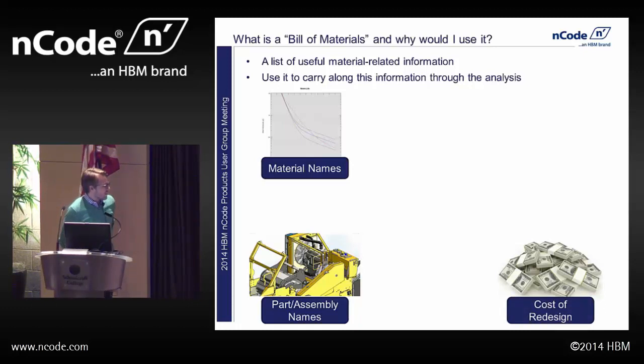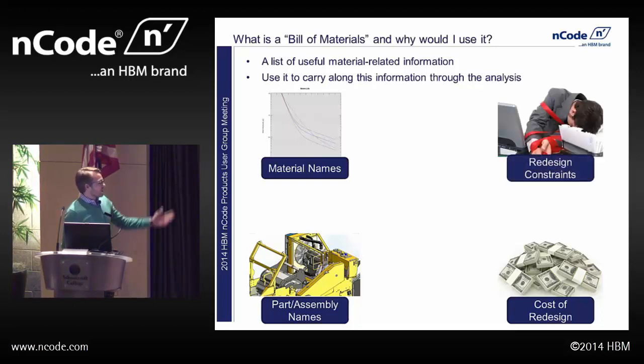You can also include other things like cost of redesign, say, for a particular part. If for whatever reason you are below your desired fatigue life, you can quickly assess based on, I don't know, if somebody entered that into the bill of materials, how much it would cost to redesign that particular part. You can see that very easily, as well as whether or not you can redesign that part in the first place. Okay, so any sort of design constraints that you might run into, you can quickly and easily see and associate with your most damaged nodes.